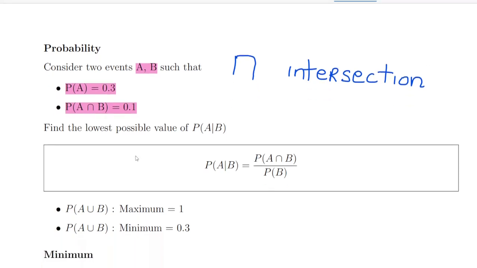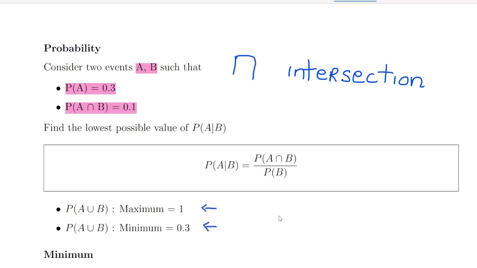Now this is the formula for conditional probability. Probability of A given B equals the probability of A intersection B divided by the probability of B. So first off, what we have to do is look at A union B. That's going to help us here. So we just have to think about what that will be first off.